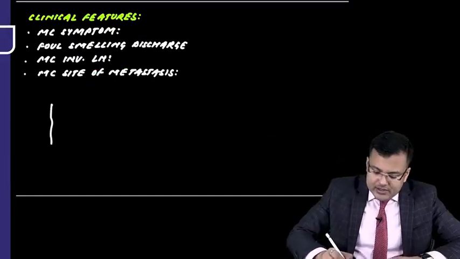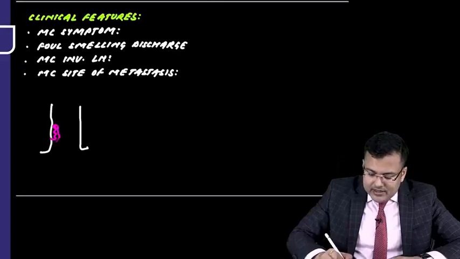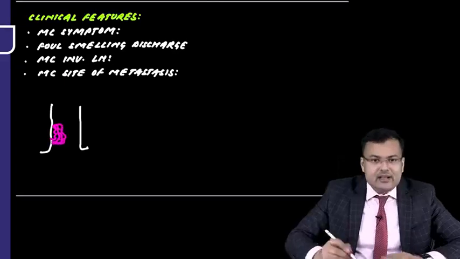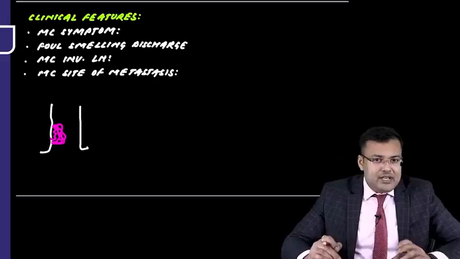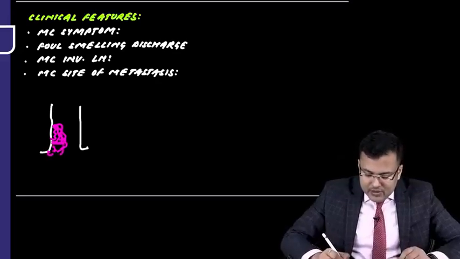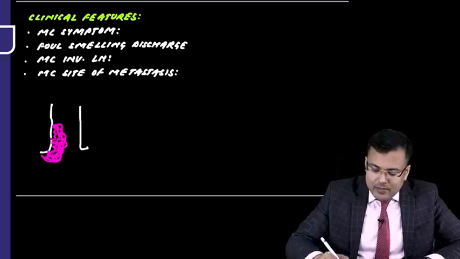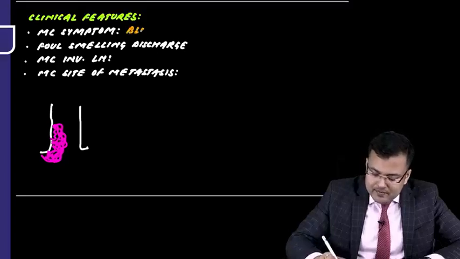Now see this image. This is the patient. This is the anal canal, and here is the malignancy. Initially, the malignancy is located inside the anal canal. So this patient is having bleeding PR. That's the most common symptom. After some time, the malignancy will come out. When malignancy comes out, the patient will also have foul smelling discharge. So the most common symptom is bleeding PR.